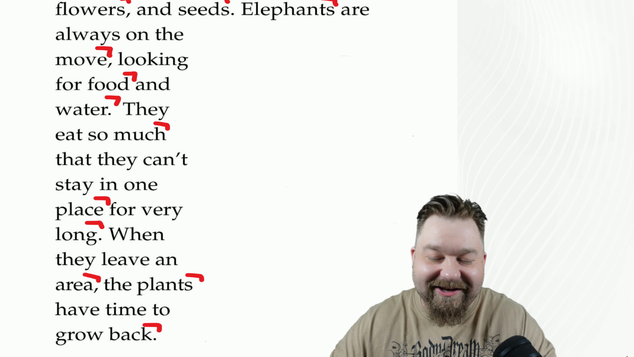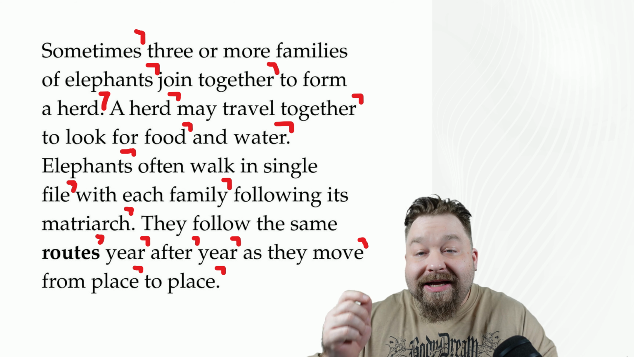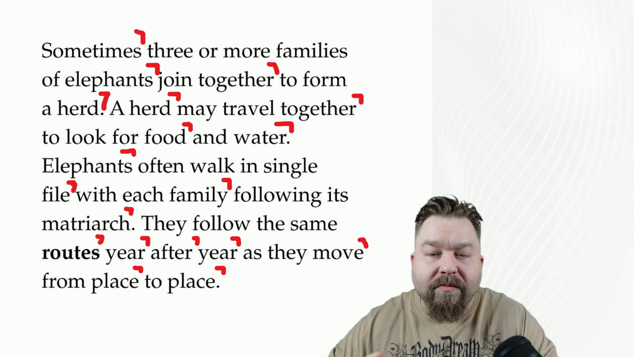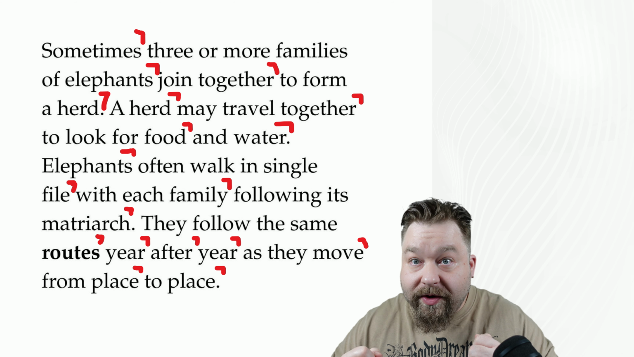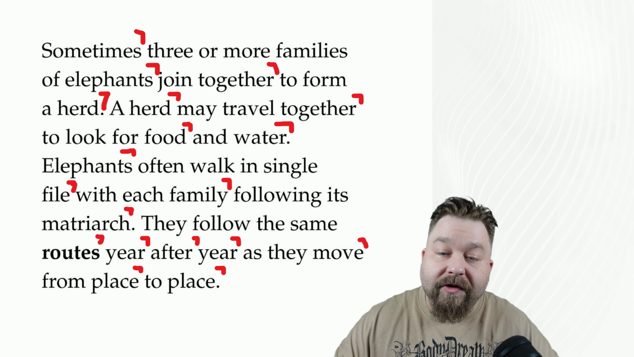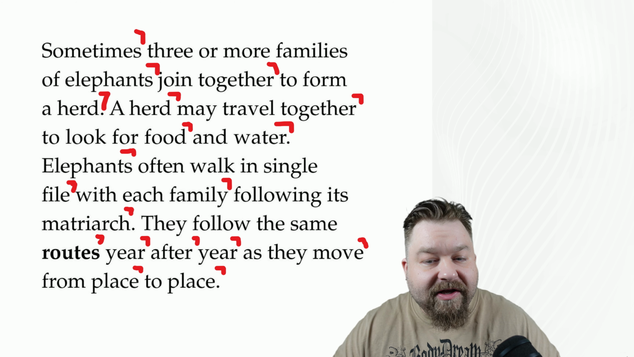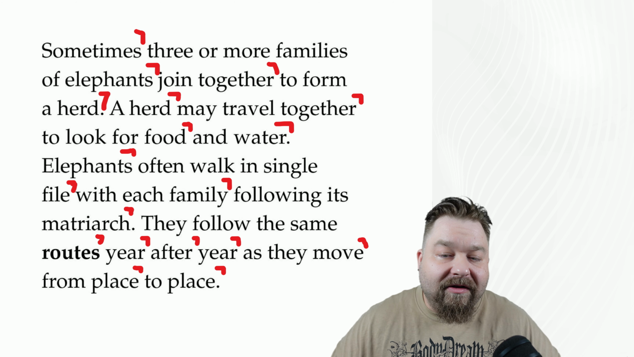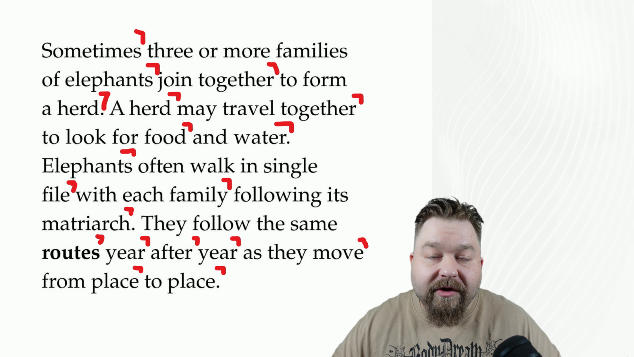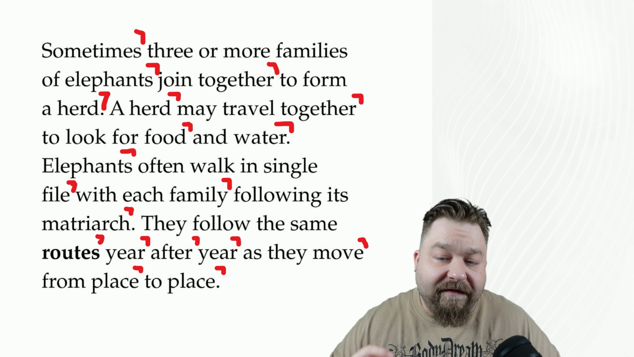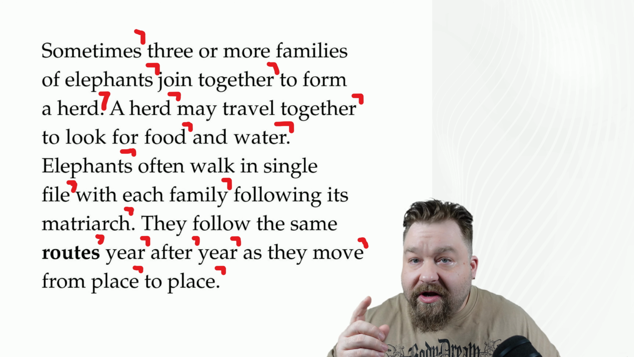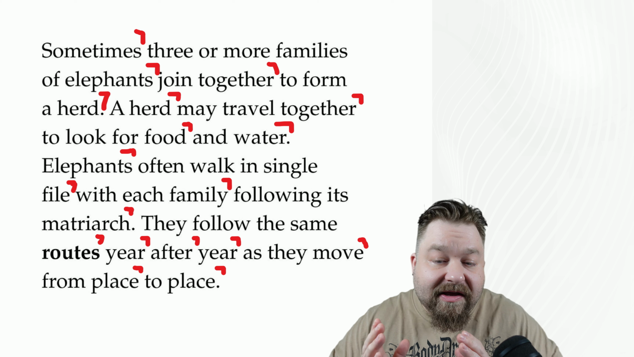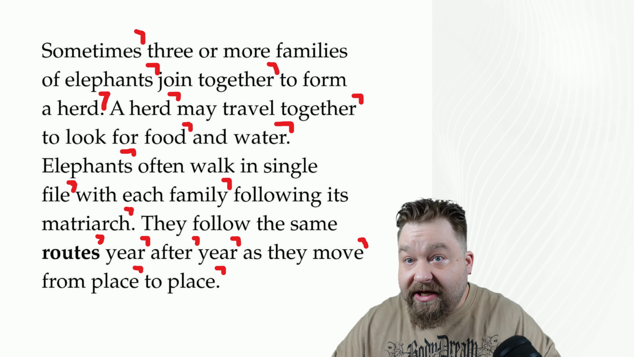They don't ruin it. Next page. Sometimes 3 or more families of elephants join together to form a herd. A herd may travel together to look for food and water. Elephants often walk in single file, with each family following its matriarch. They follow the same routes year after year as they move from place to place.